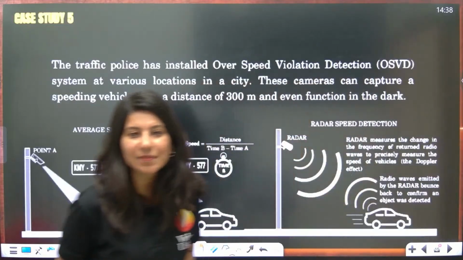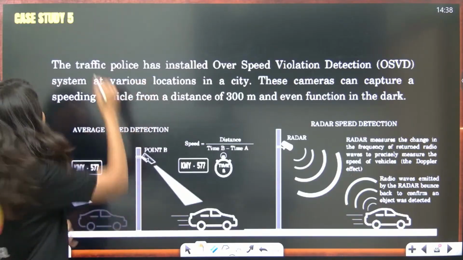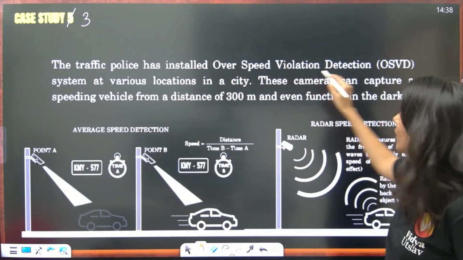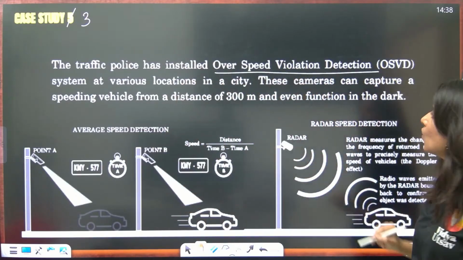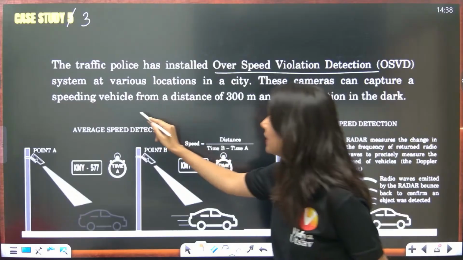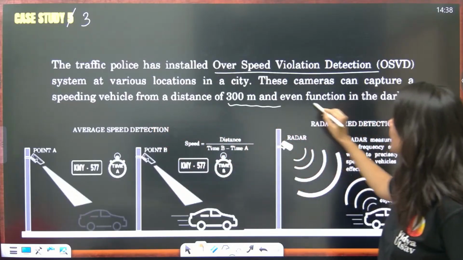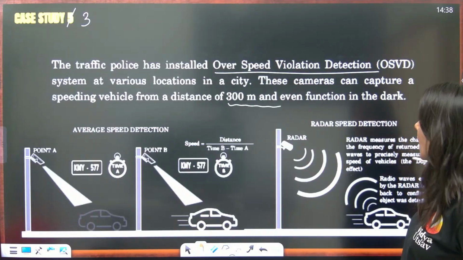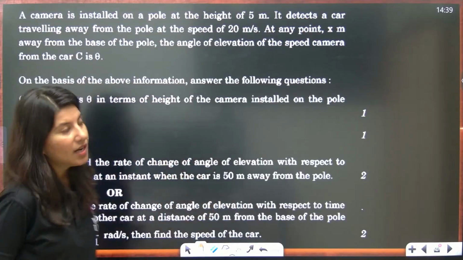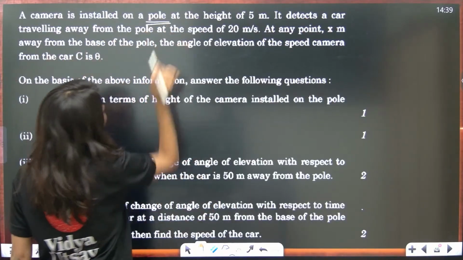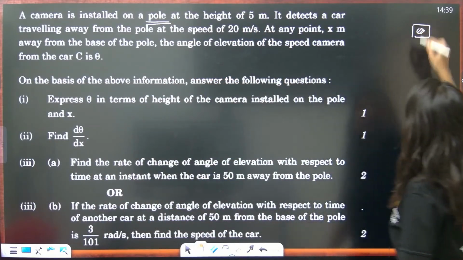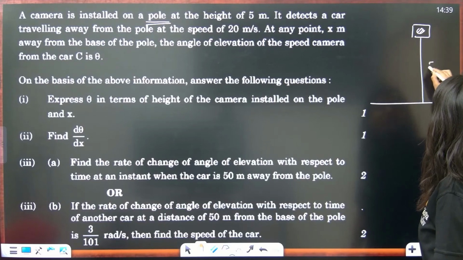This is your case study based question number 3. The traffic police has installed overspeed violation detection, OSVD, at various locations in a city. These cameras can capture a speeding vehicle from a distance of 300 meters and even function in the dark. Now let us read the overall case study. A camera is installed on a pole at a height of 5 meters. So there is this camera installed at a height of 5 meters.